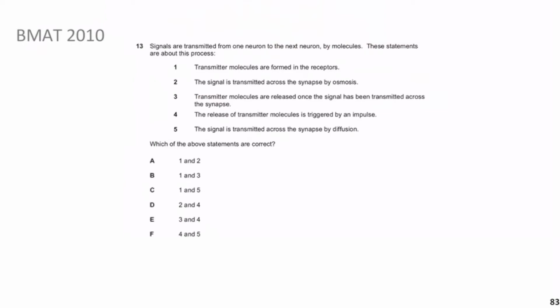But now, guys, we move on to the next question, BMAT 2010, question 13. It says signals are transmitted from one neuron to the next by molecules. These statements are about this process. It says which of the above statements are correct. So, guys, give yourself a minute, pause this video, and be sure to come back after that minute where we'll be going through the solutions. Okay, guys, so let's go through this.